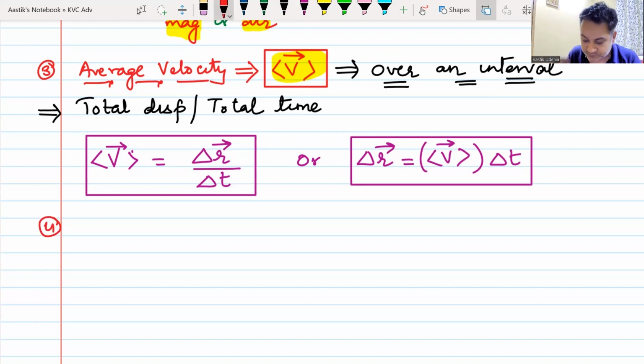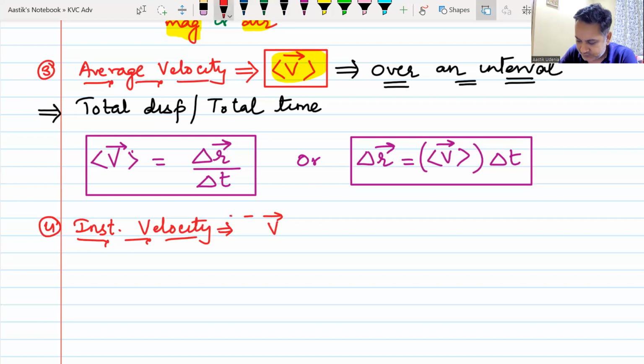Now we have talked about the average value between 2 points. We take our journey to the next thing, which will be velocity at any given instant. And that velocity will be known as instantaneous velocity. Instantaneous velocity, I will represent it by the V vector, and that becomes the symbol for instantaneous velocity.